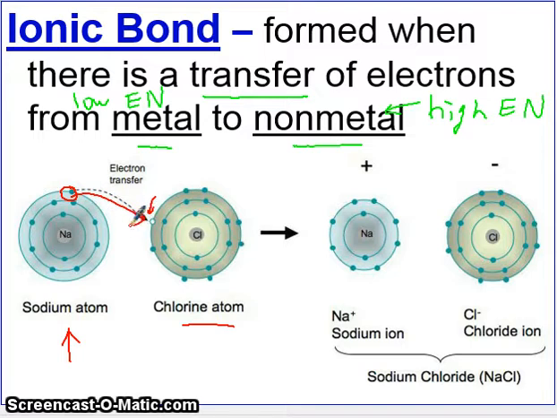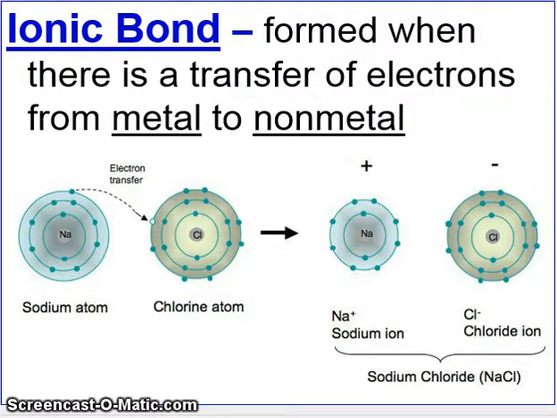In the end, sodium, having lost an electron, will form a +1 charge. Chlorine will form a -1 charge. And these then come together to form your ionic bond, famously in sodium chloride. So this is the most famous ionic bond, sodium chloride.